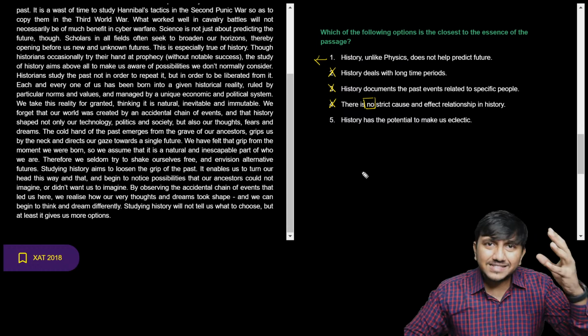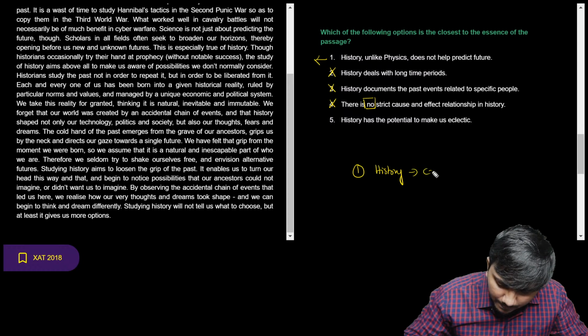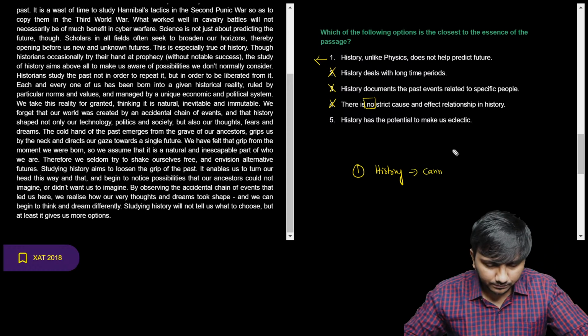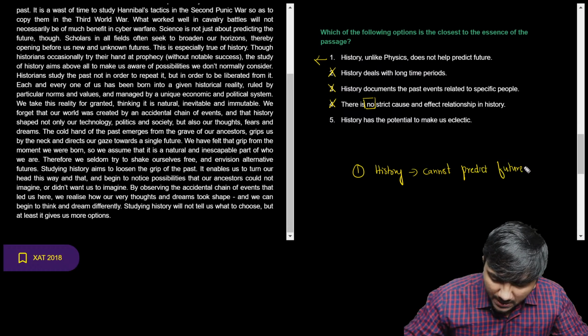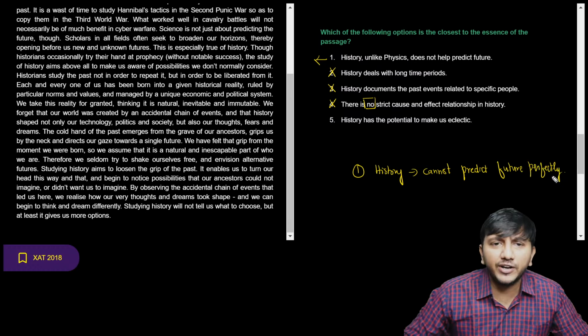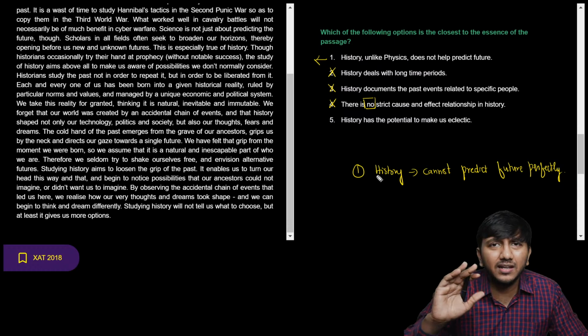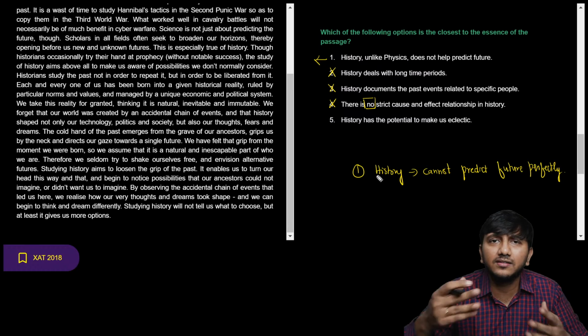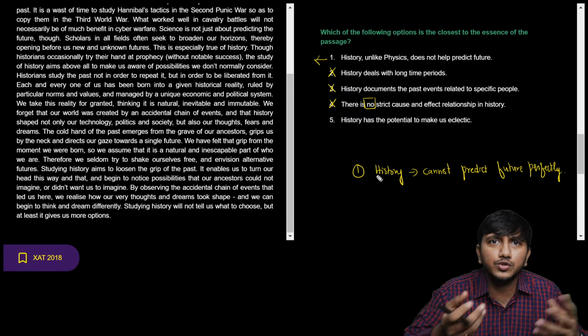Okay, so the structure was like this. It started with history cannot predict future perfectly. Like history cannot be used for predicting future. That was the first half of the passage, and they compared it with science to say that science is more about predicting future, but history is not about that. Situations change, so you cannot predict all that.